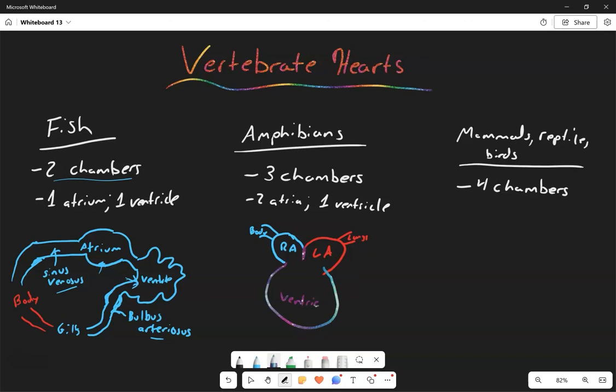Your atria are separated from one another, okay, but your ventricle is then going to have a vessel that sends the blood off to the body. Okay, so notice that inside of the ventricle, you're going to get oxygenated blood and you're going to get deoxygenated blood, and it's going to mix inside of that ventricle. So that brings us to the mammals, reptiles, birds, which have four chambers, right?